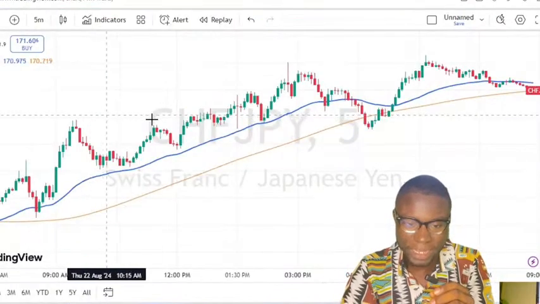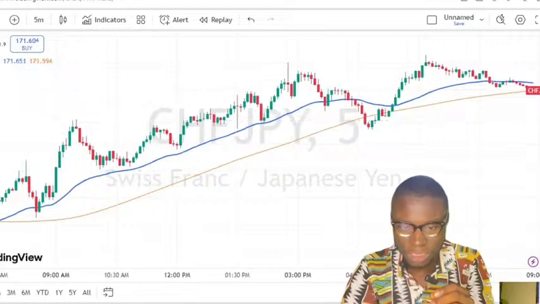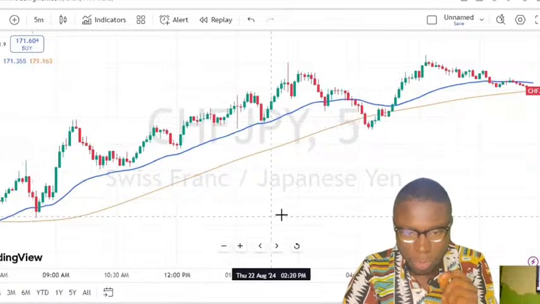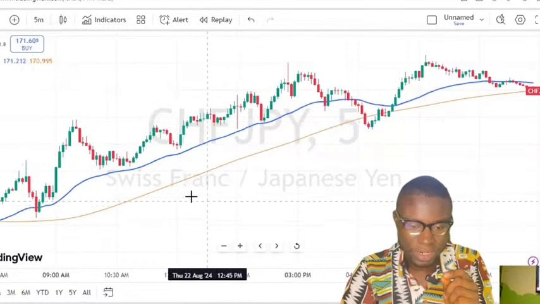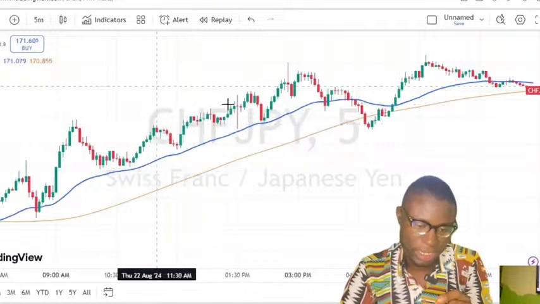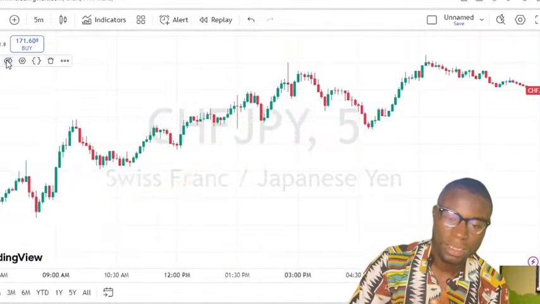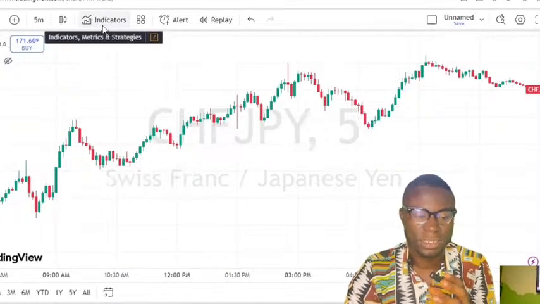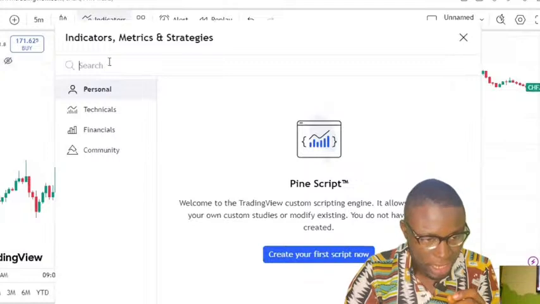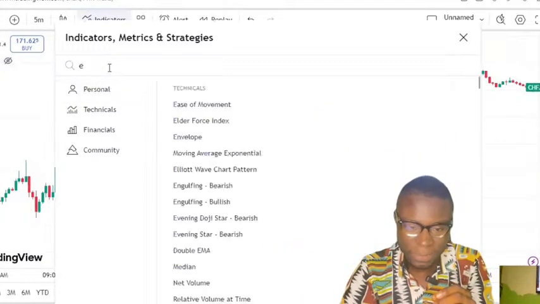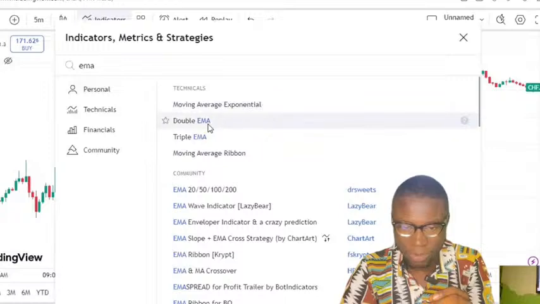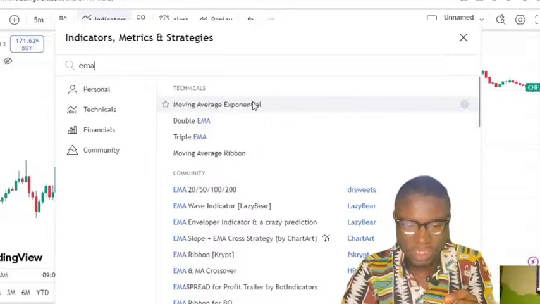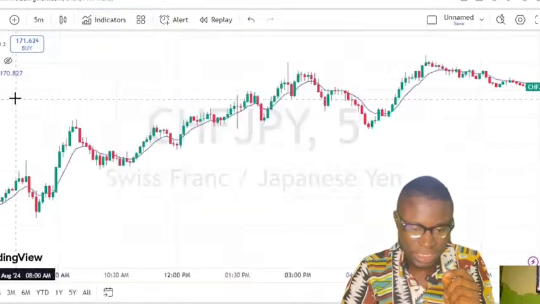So let me show you exactly how to get this moving average on your chart. If you want to get this moving average on your chart, what you need to do is log into your TradingView. When you log into your TradingView, you're going to see your chart like this, without the moving average. So what you do is go to this place where it's written Indicators, click on it, and then type EMA, just EMA. Then you're going to see this very first one, Moving Average Exponential. Click on it. It's going to appear here.